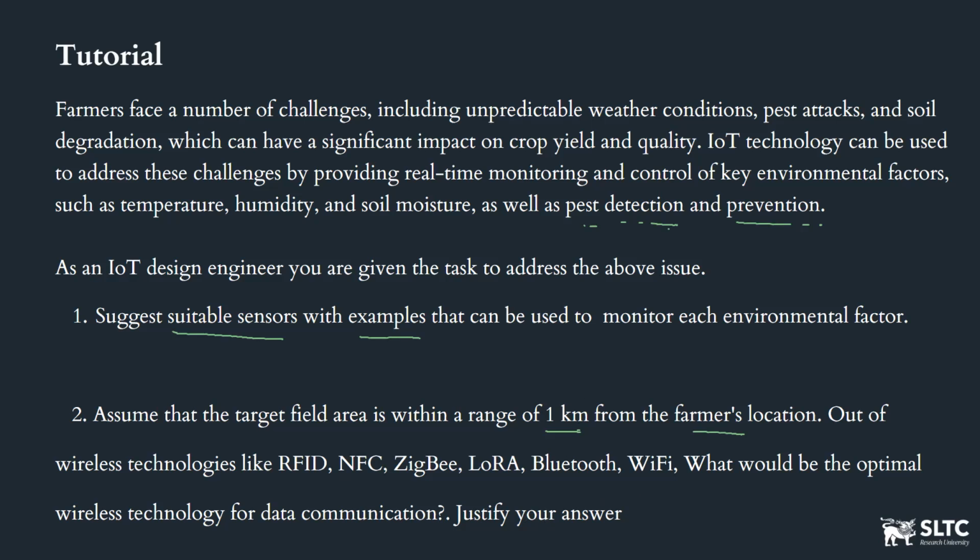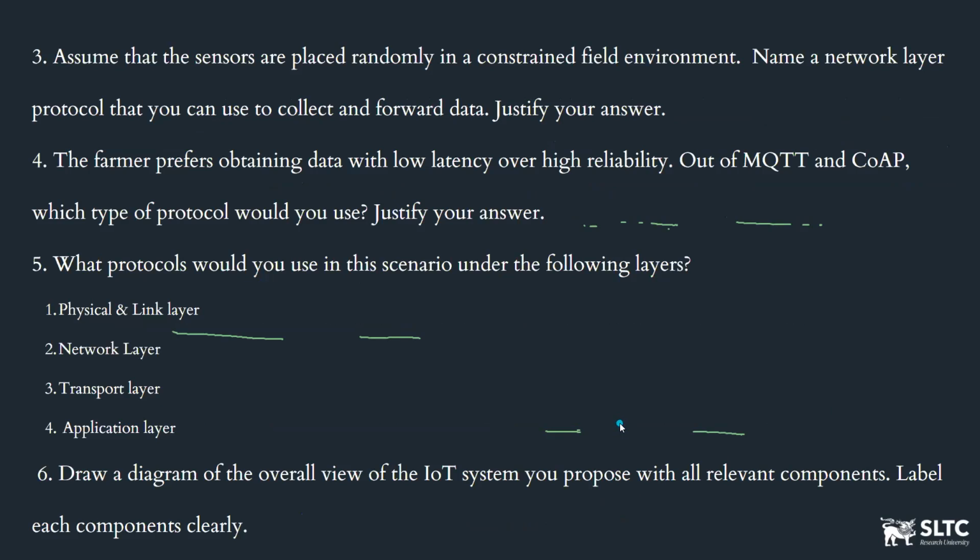And then, considering that the paddy field is a constrained field environment, what is the network layer protocol that is optimal for this scenario, and why do you use that protocol? Right, so several network protocols we learned. Basically we learned that 6LoWPAN was a very good protocol for constrained environments. So you can consider that, and you can justify why you are using the 6LoWPAN protocol, and why it is specifically used for IoT applications.